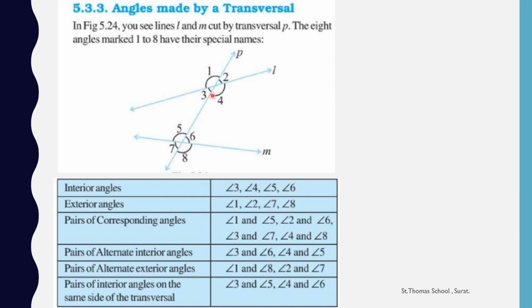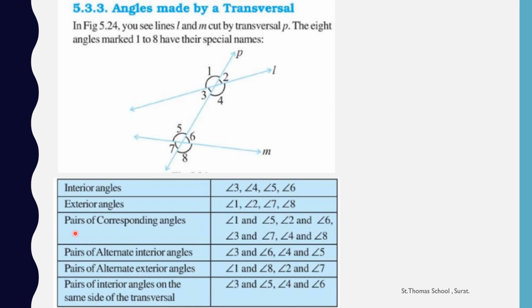Now these angles are marked with special names. Look at the figure. Here we can say that angle 1, angle 2, angle 7 and angle 8 are outside the lines. That means they are exterior angles. And angle 3, angle 4, angle 5 and angle 6 are inside the lines. They are called interior angles. Like this you can remember. So interior angles are angle 3, angle 4, angle 5 and angle 6. Exterior angles are angle 1, angle 2, angle 7 and angle 8. Is it clear? Exterior and interior.